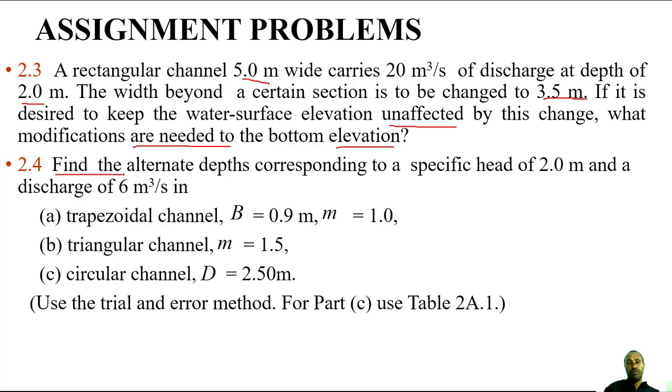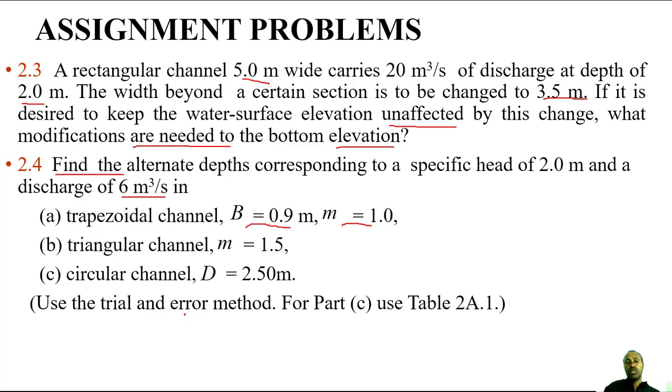And the second assignment is find the alternative depths corresponding to a specific head of 2 meter and a discharge of 6 meter cube per second in trapezoidal channel, bottom dimension given, M given, triangular channel also you have. So alternate depths you can calculate since specific energy is given by the depth of water plus Q square over 2G A square. So according to this, you can calculate the alternate depths. You have a specific head already given, discharge given, and channel cross sections are given.